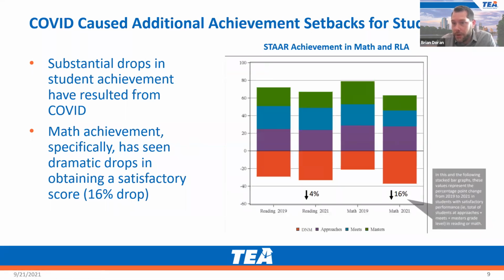And this is on top of the compiled implications and issues that we've seen with summer slide as well over the course of years and years of data, where students from lower income backgrounds have a lack of academic opportunities over the course of summer that oftentimes lead to slide in academic achievement over the course of summer.